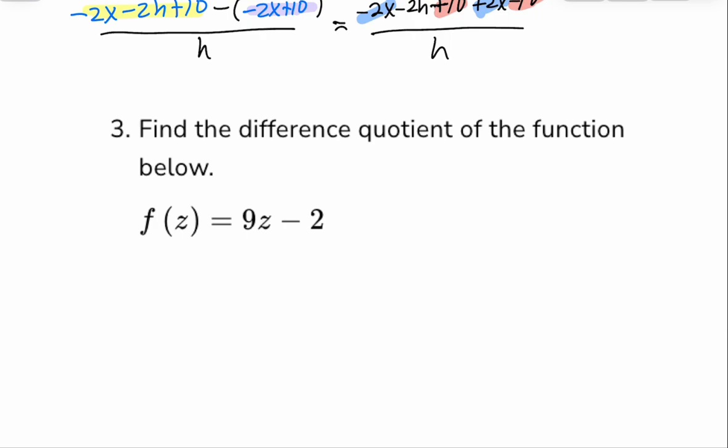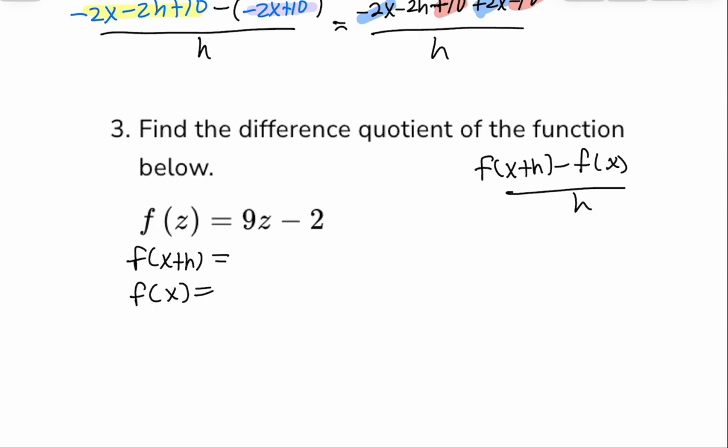We are going to write over here to the side, f of x plus h minus f of x over h. That's our formula. We're going to plug in x plus h. We're going to plug in x so we can plop it into the formula. If we plug in x plus h, we get 9 times that. So it's 9x plus 9h minus 2. Do you see this time I didn't show it in parentheses, but I remembered to distribute the 9. So you can do some things along the way to kind of simplify things. And then f of x is 9x minus 2.